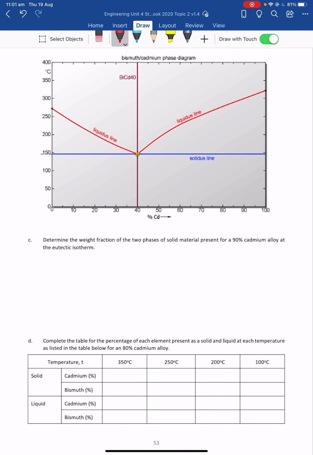This final video is just going to go through the last part of this question, which talks about the percentage of each element present in the solid and the liquid phase at each temperature within the table listed below. The other thing to notice is in this part of the question, they've asked for an 80% cadmium alloy. So we've previously been doing 90%. So you need to read these kinds of questions carefully so that you don't miss those kinds of details.